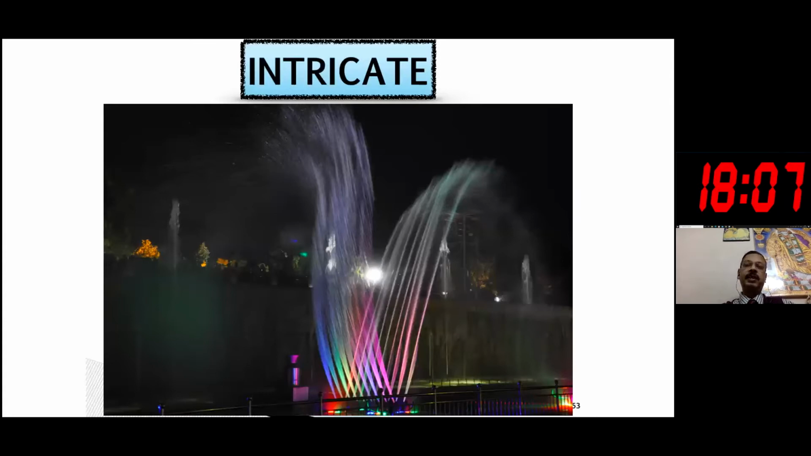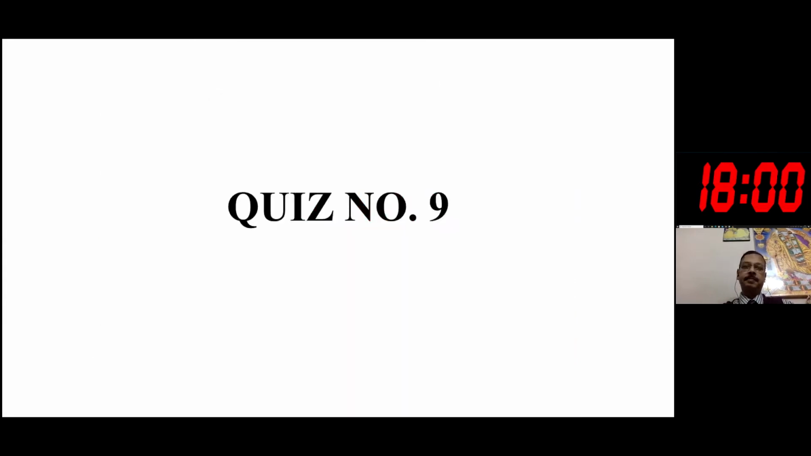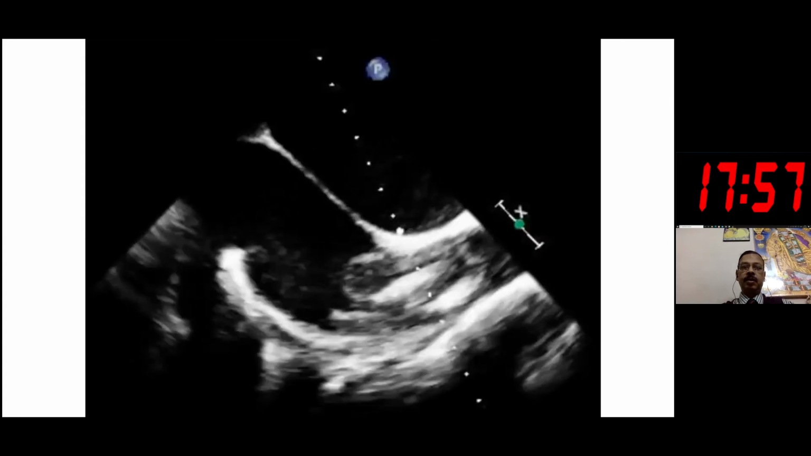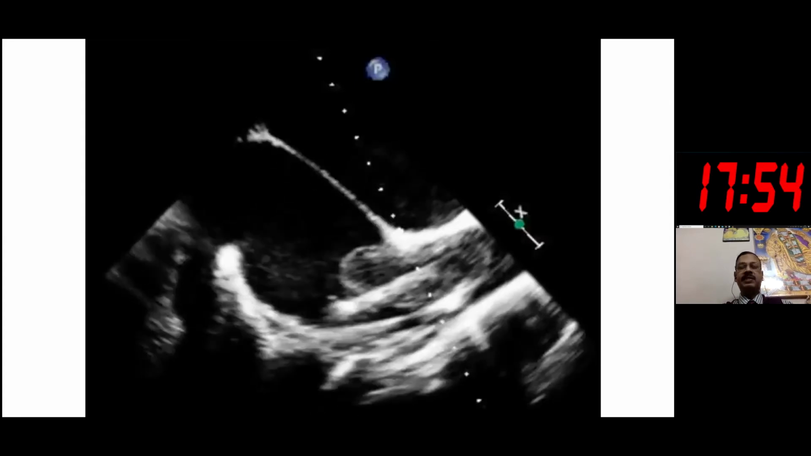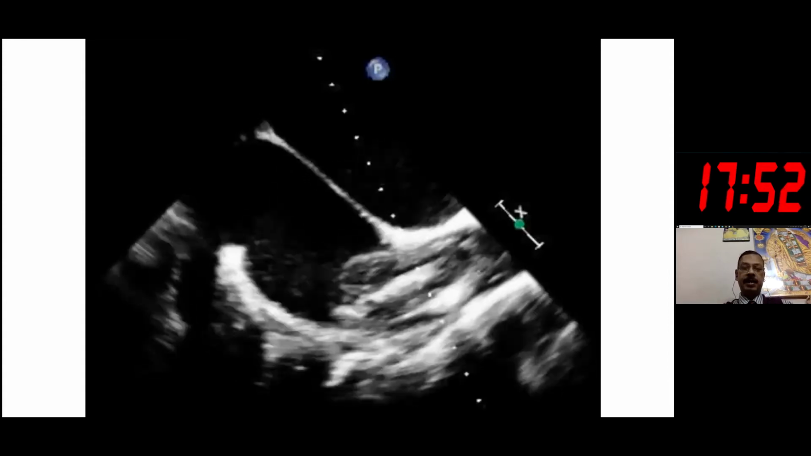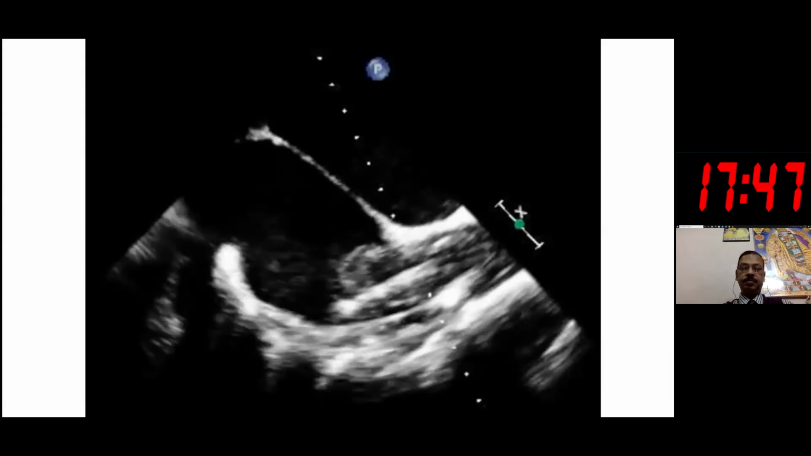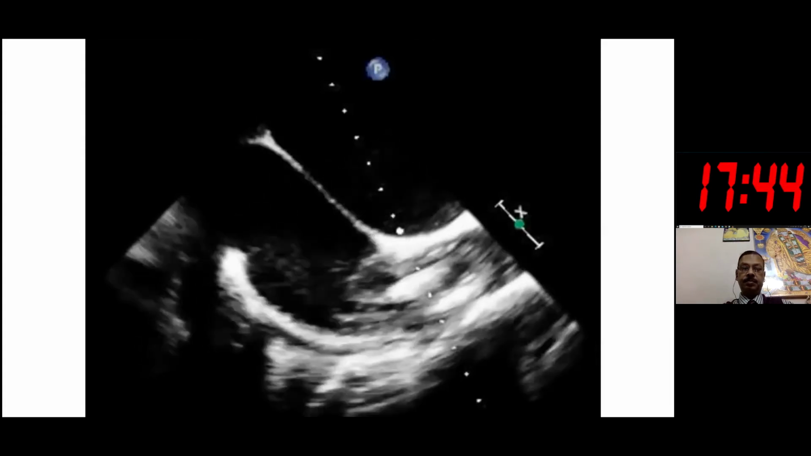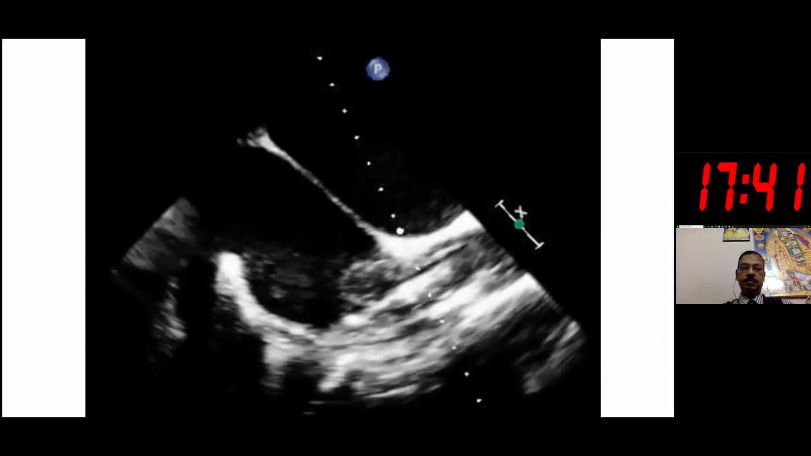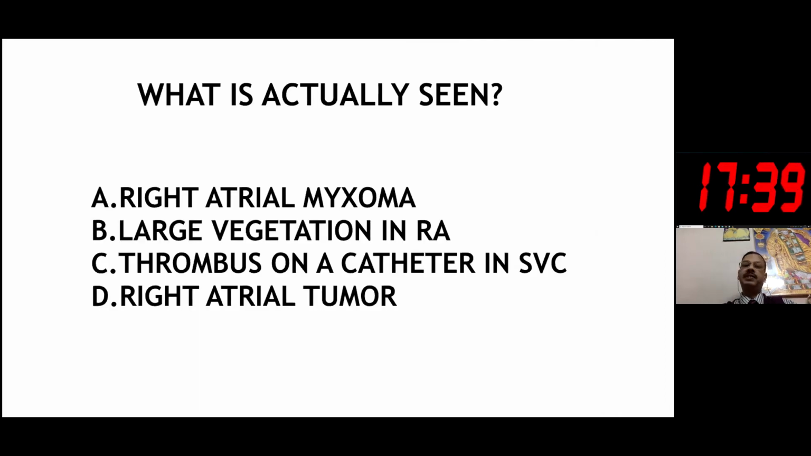Now, in the third group, the fourth question, a little more intricate. So, which number, 9? Look at this, what you see in this image. What is actually seen? Right atrial myxoma, large vegetation in the RA, thrombus on a catheter in the SVC, right atrial tumor.